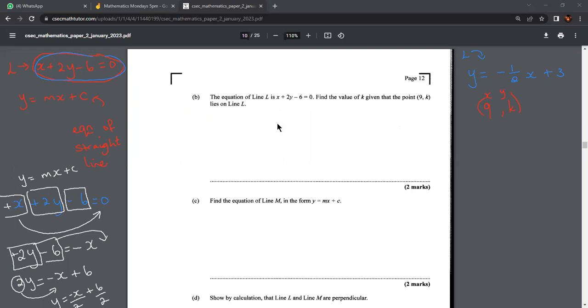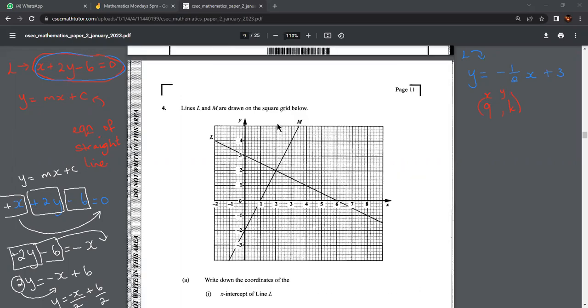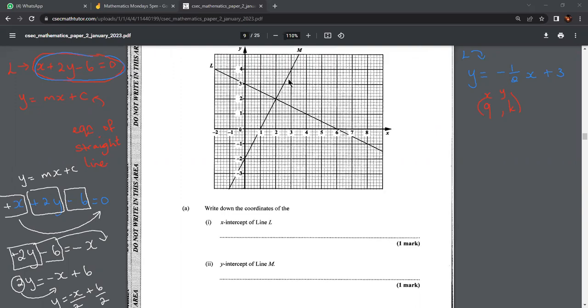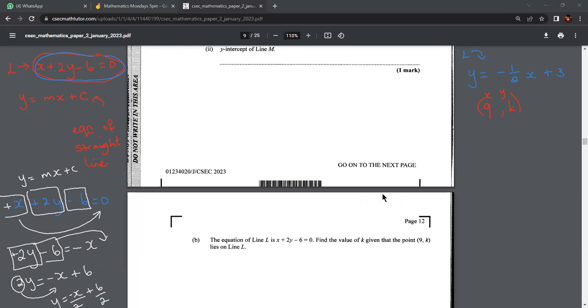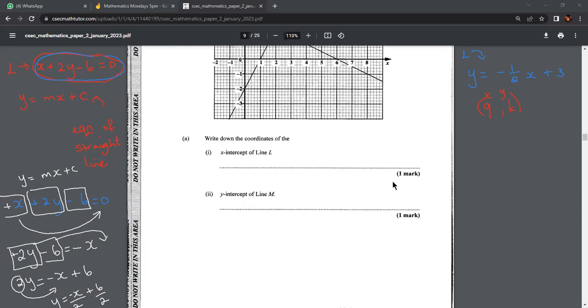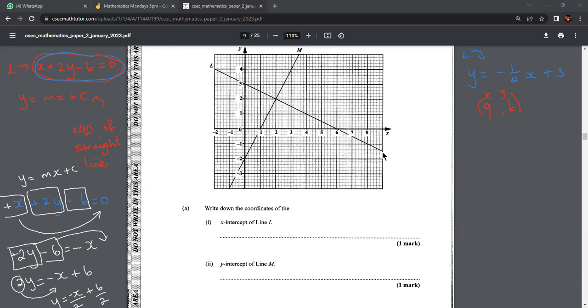Let's see if we could get it from the graph. Let me see how many marks that was. That's 2 marks. So yeah, we had some working to do. So x is 9. Now, there are 2 ways we could have gotten this, because if you look, this part here would have been x is 9. So on the line L, you could have read off where that would have been.